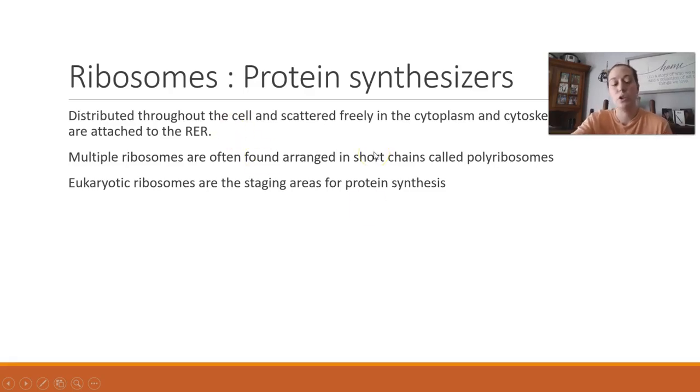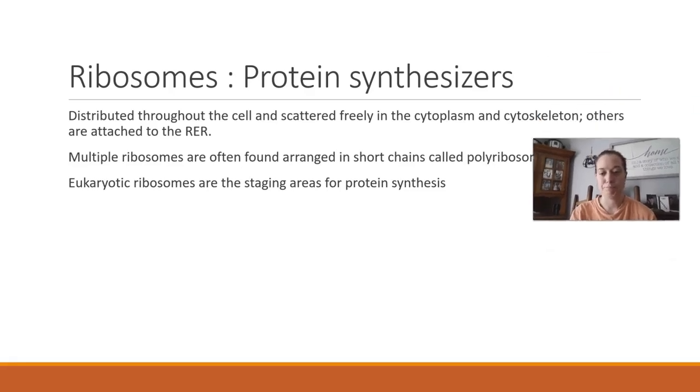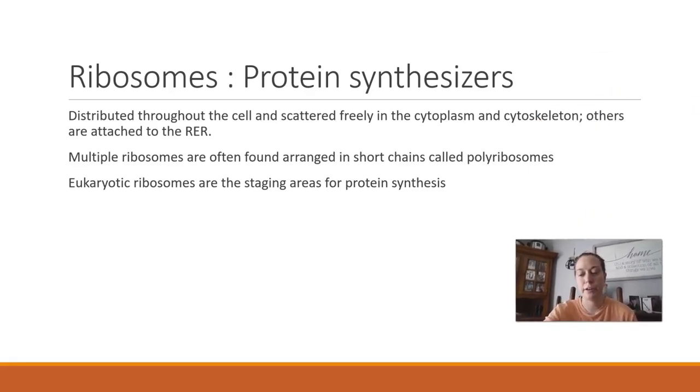All right, on to ribosomes. The ribosomes are distributed throughout the cell, scattered freely in the cytoplasm and cytoskeleton. Others are attached to the rough endoplasmic reticulum. They are arranged in short chains called polyribosomes. Eukaryotic ribosomes are the staging areas for protein synthesis, essentially.